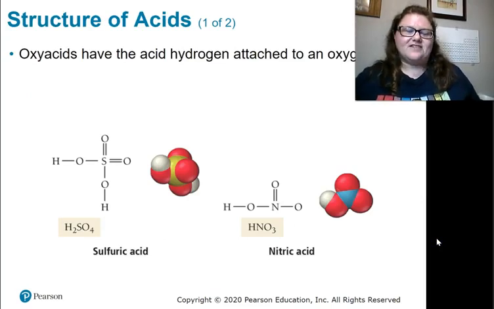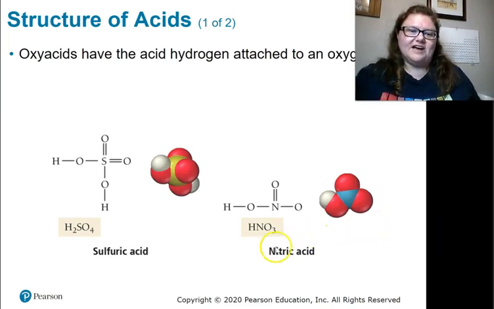We have a subcategory of acids called oxyacids, and so this is just a type of chemical where hydrogen is specifically tied to an oxygen. And so you can see sulfuric acid there on the left, which is H2SO4. We have a space filling model here, and then we have a skeletal formula as well.